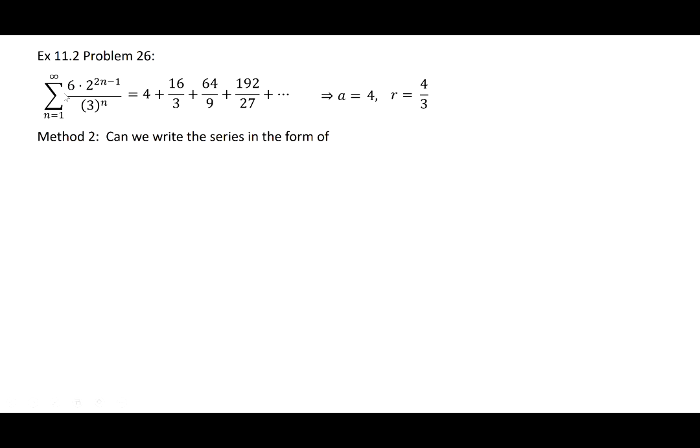But when you're given a problem like this, there's another way of determining whether this is a geometric series or not. Can you somehow rewrite this so that it looks like the sum from n equals 1 to infinity of A times r to the n minus 1? Can we rewrite it like that? Okay, check this out.